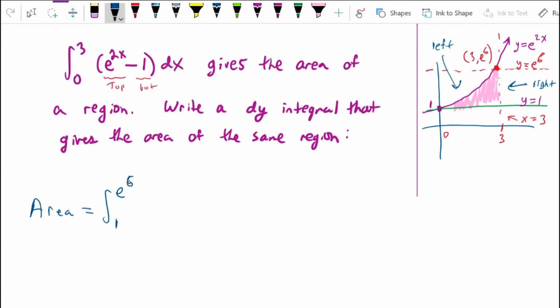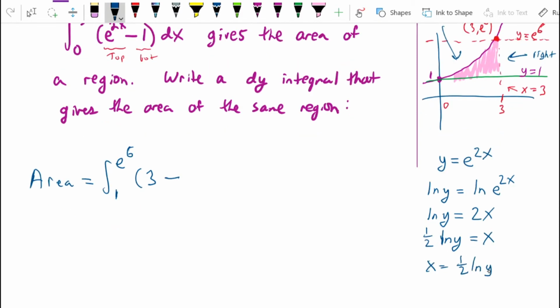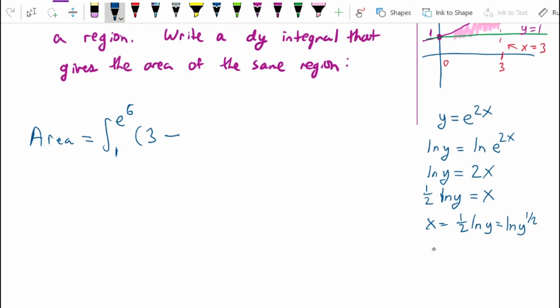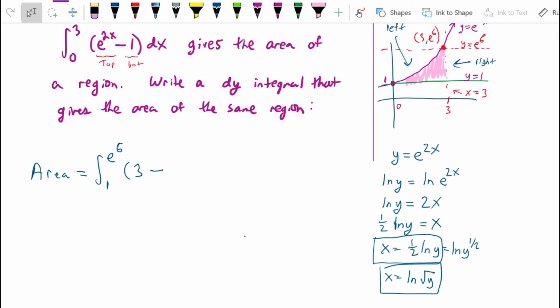Now we can see that the right boundary is just the vertical line x equals 3. And the left boundary is going to be that curve. So let's just solve for that. And by the way, if you've gotten this far, there's a little bit of a fancy thing that I can do here. Some of you will recognize that by the properties of logarithms, that's going to equal ln of y to the 1/2. So I can actually rewrite this as x equals ln of the square root of y. So either that or that would give you a correct expression for the curve. In any event, let's use the lower one just because it looks a little bit cleaner.